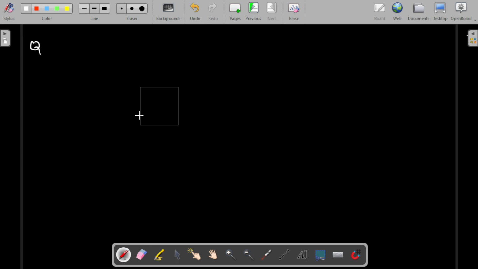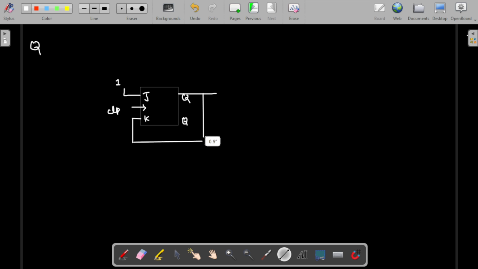Here this is J, this is K, and the outputs will be Q and Q bar. The clock will be given, so this is the clock. J is always 1. K is connected to the output. K is connected to Q bar here, that is simple. So this is Q bar, similar to a JK flip flop.